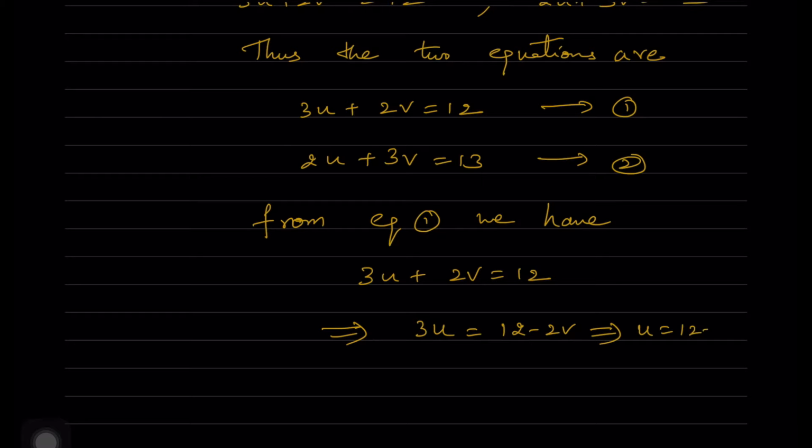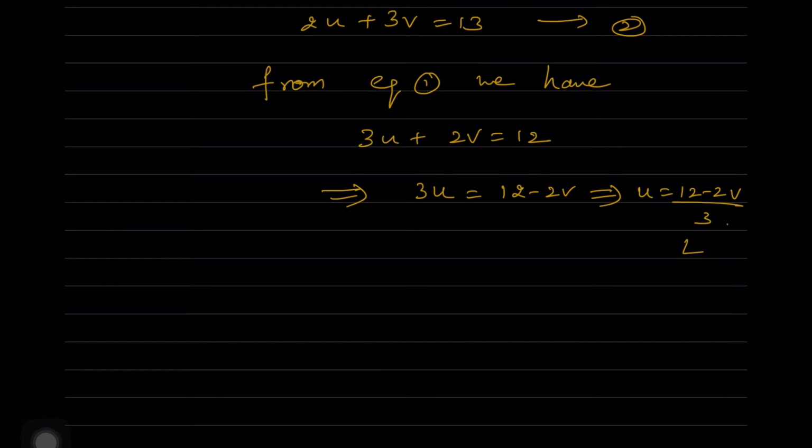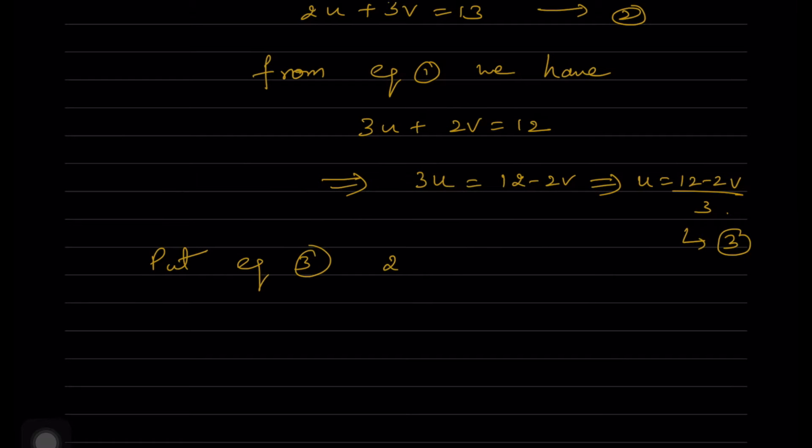So first I am taking the first equation, 3u plus 2v is equal to 12. You write it in terms of u. So you are getting u is equal to 12 minus 2v by 3, which is the third equation. Now put this equation 3 in equation 2. You shouldn't put it in equation 1 because you got the u value from that. So put equation 3 in equation 2, that is 2u plus 3v is equal to 13.